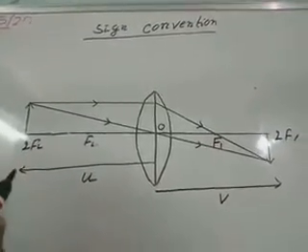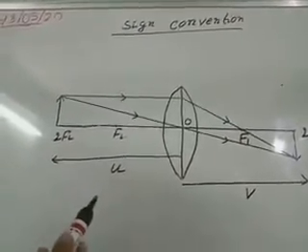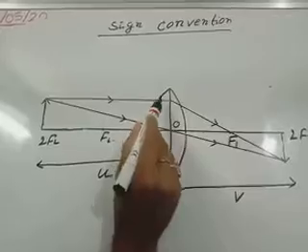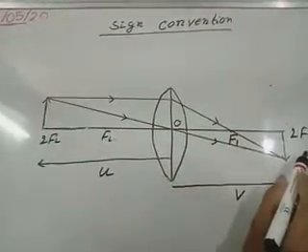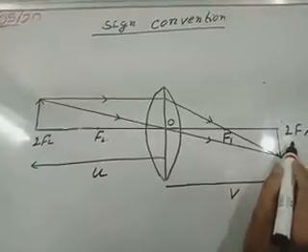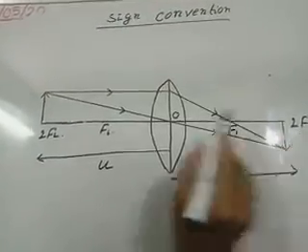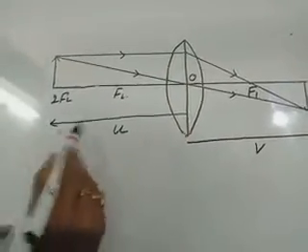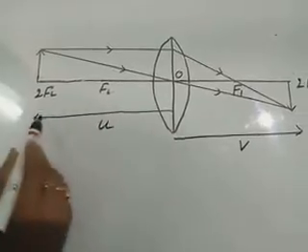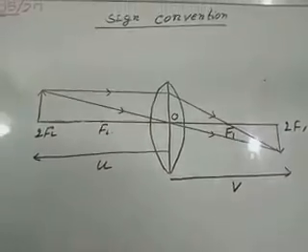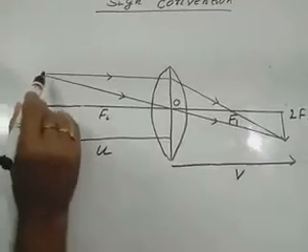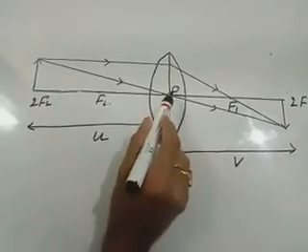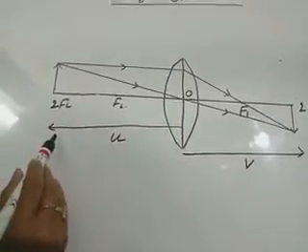Point number 2, distance measured the same as the incident ray is taken to be positive. This is the incident ray, and on this side we are measuring the image distance. So here the image distance will be positive. On the other side, this side is the incident ray. We are measuring the object distance from the optic center. So here the object distance is negative. So point number 3, distance measured opposite of the incident ray is taken to be negative.